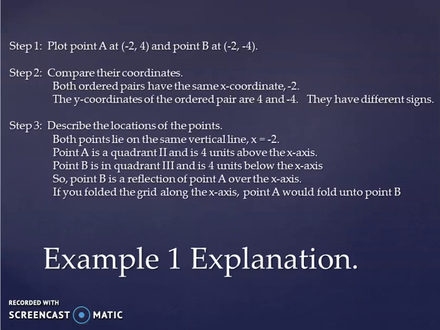So let's describe the locations of the points. Both points lie on the same vertical line, x equals -2. Point A is in quadrant 2 and is 4 units above the x-axis. Point B is in quadrant 3 and is 4 units below the x-axis. So point B is a reflection of point A over the x-axis. If you folded the grid paper along the x-axis, point A would fold onto point B, so it would be a reflection of point B.